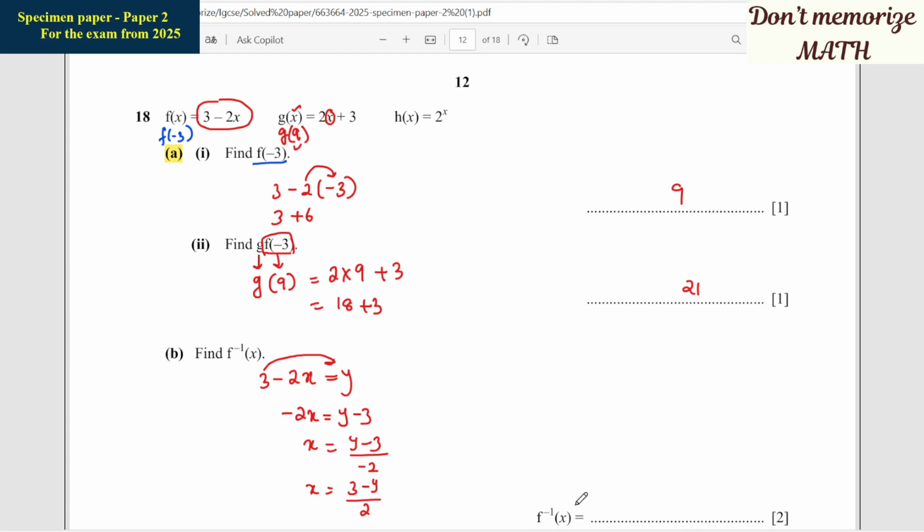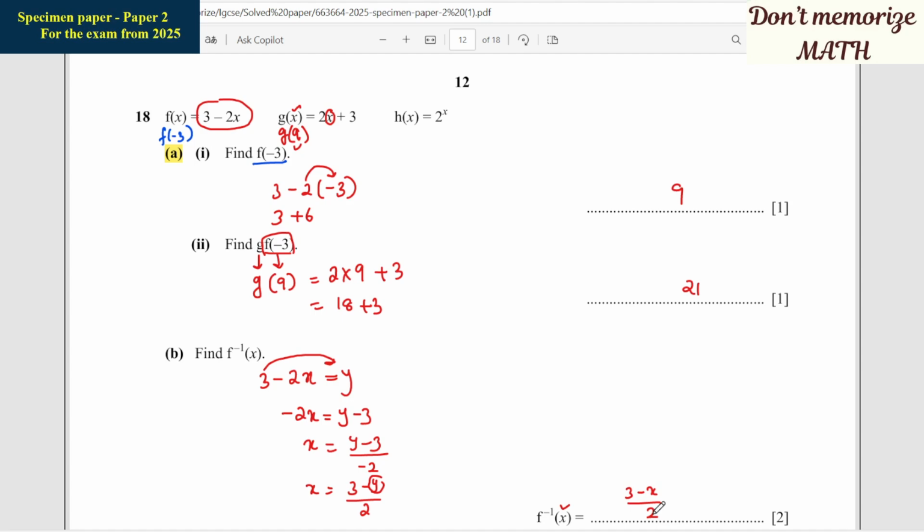When you write the inverse, just replace the y with x. So you will get 3 minus x over 2. Because here the inverse function is in x, so you can use only the variable x. So you will get 3 minus x over 2.